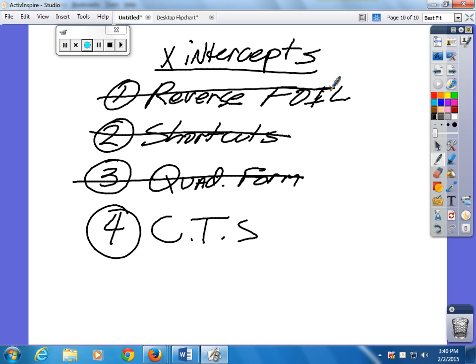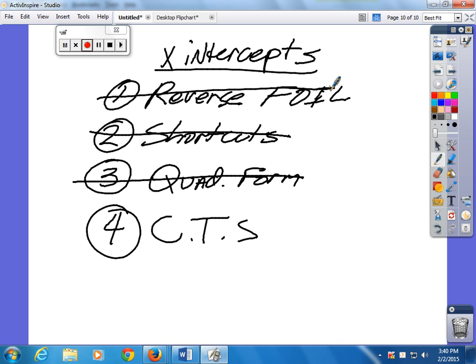Which one is not restricted at all? Completing the square. I could either teach you three or four ways and you can only use three of them, or I could teach you one way and you use it all the time. And that's the way I do it. I teach you to complete the square and you use it all the time.